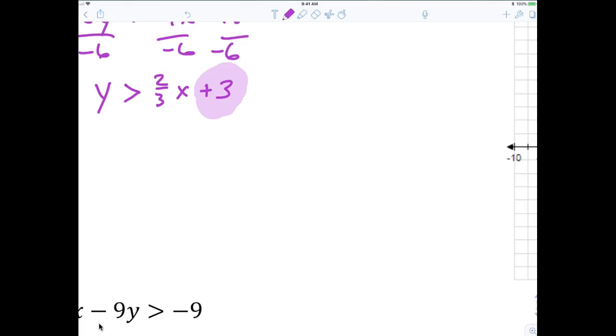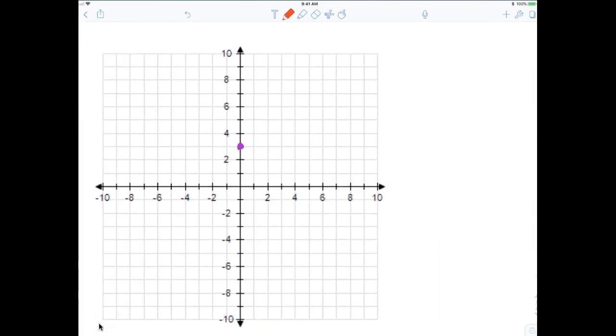That's when you look at this right here. That's when you look at this. So what do I do? Go up. How many? And that's it. That's all you do. You go up two and to the right three.